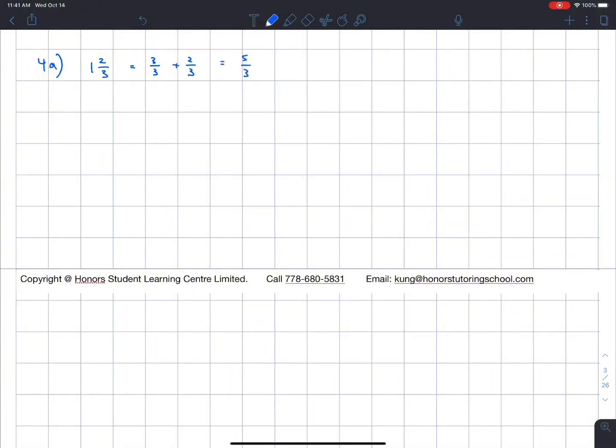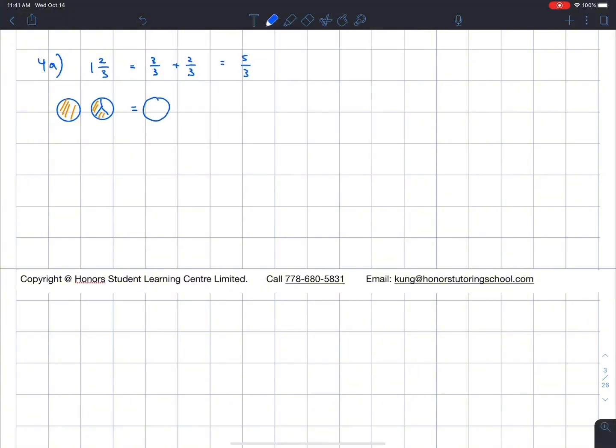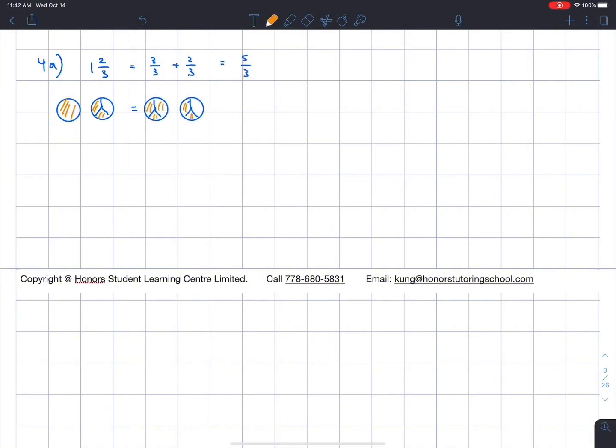Let me illustrate this using our fractional diagram. So I have 1 and 2/3. So this is 1 and 2/3. So I'm just changing the 1 whole circle into 3/3. Right? Remember they are the same, really. I can cut this up. And then I just shade all of them, which is my 1 whole. And that's why I can say that this is 5/3.